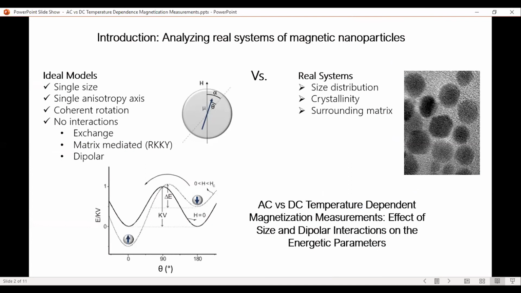As a short introduction, I want to recall the difference between real systems and the ideal models that we typically employ to analyze magnetic properties. We have in real systems size distributions instead of single size nanoparticles. We have a specific crystallinity associated with the material instead of a single anisotropy axis. It can have a single anisotropy axis, but it can have more. And also on the crystallinity depends the possibility of coherent rotation of the magnetic moment of the nanoparticle.